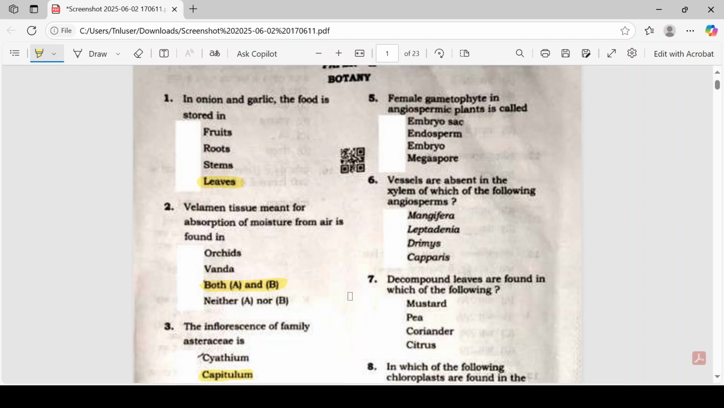Let's discuss question number 5. Female gametophyte in angiospermic plants is called. What is going to be the answer for this question? The correct answer will be embryo sac. Sixth question. Vessels are absent in the xylem of which of the following angiosperms? The correct answer will be Drimys, that is option number C. Please have a note of it.